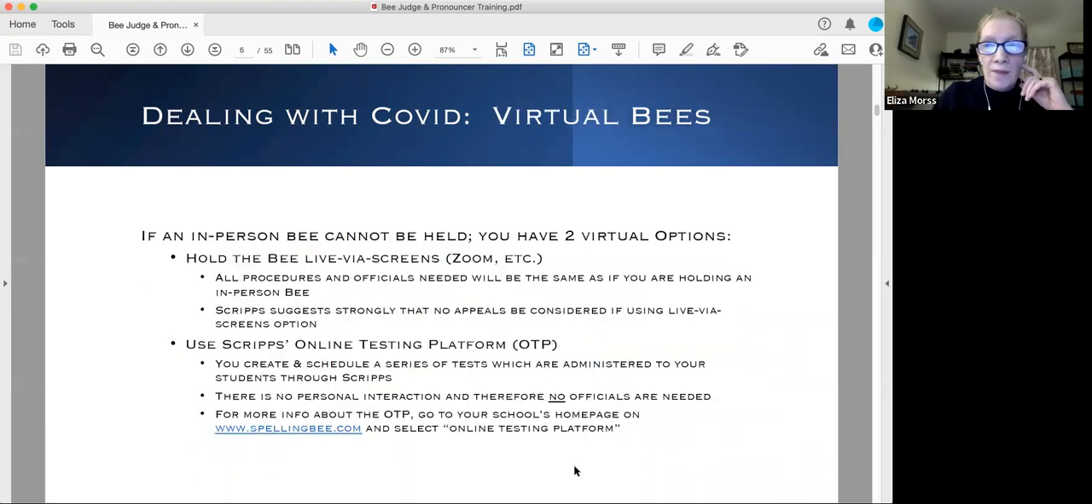So, dealing with COVID: the virtual bee. If you can't do an in-person bee, if it just doesn't work for your school, you have two options. You can hold the bee like this, live via screens on Zoom or anything else. You're still going to need to follow the same procedures. You're still going to need the same bee officials. You're going to need a pronouncer. You're going to need judges. You're going to need an MC.